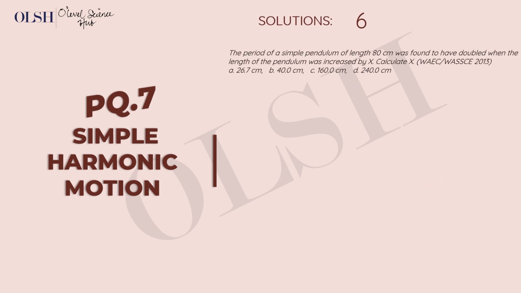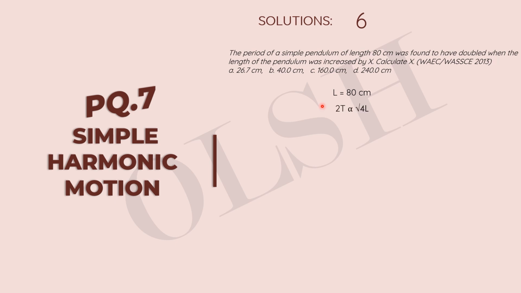So question number 6. The period of a simple pendulum of length 80 cm was found to have doubled when the length of the pendulum was increased by X. We're asked to find X. So we have our length to be 80 centimeters. If you remember from the previous question, we have T equal to 2 pi root L over g. We brought out the proportionality of T and L and worked with it. We're going to do the same thing here.